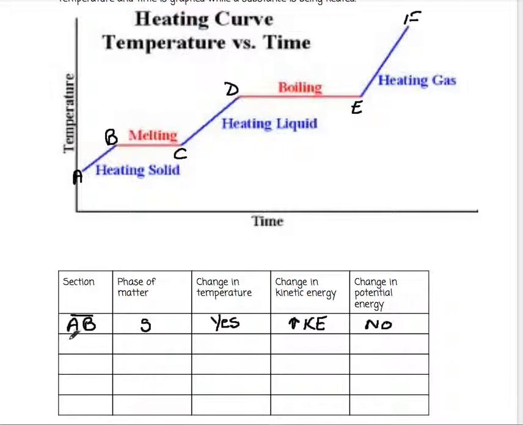Alright, let's do the next one. Interval BC. What phase of matter is it? Well, it is going from a solid to a liquid. So that's melting. Is there a temperature change? No. Is there a change in kinetic energy? No. Is there a change in potential energy? Yes, it's increasing, because we're still adding heat. Remember we were adding 100 joules per minute? And we're still adding that heat, but there's no increasing temperature. So where did that heat go? Well, it's being stored.